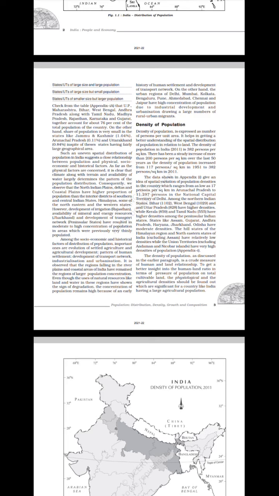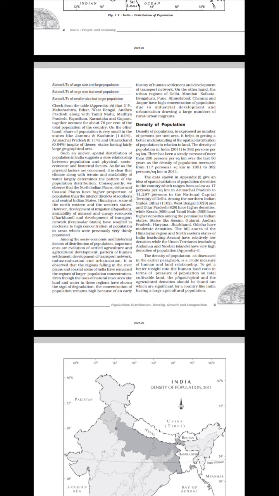Density of population. Density of population is expressed as numbers of persons per unit area. It helps in getting a better understanding of the spatial distribution of population in relation to land. The density of population in India in 2011 is 382 persons per square kilometer.